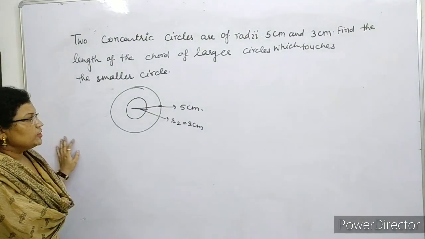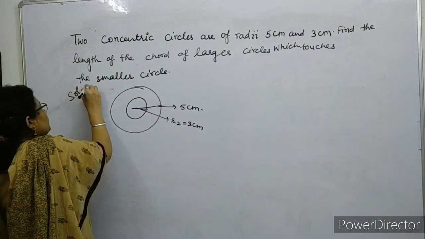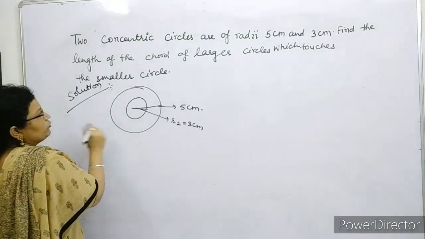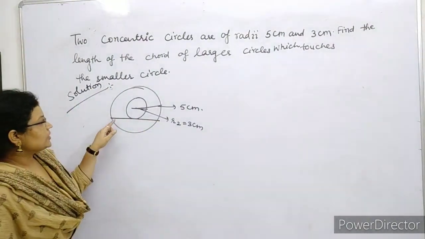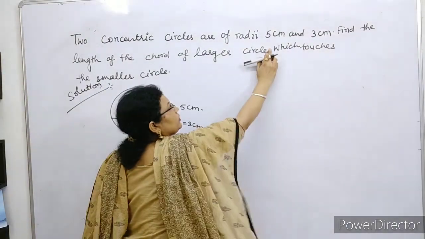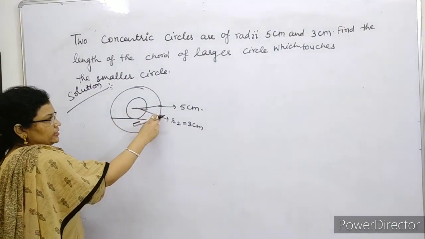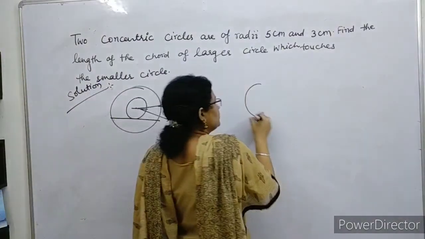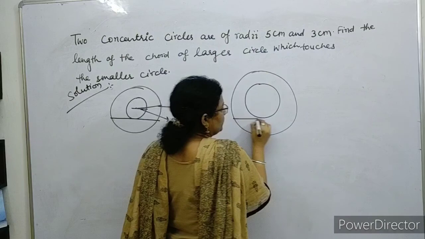So now students, we will see this was the diagram, and what we have to find is the length of this complete chord. That is the chord of the larger circle and which touches the small circle. So now here two radii are there, so we can draw the figure here like this. This is the smaller circle, this is the larger circle.